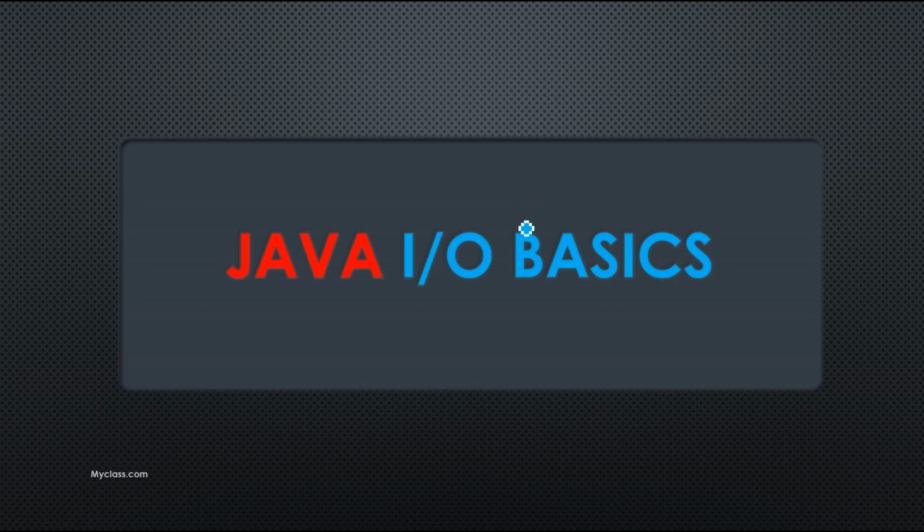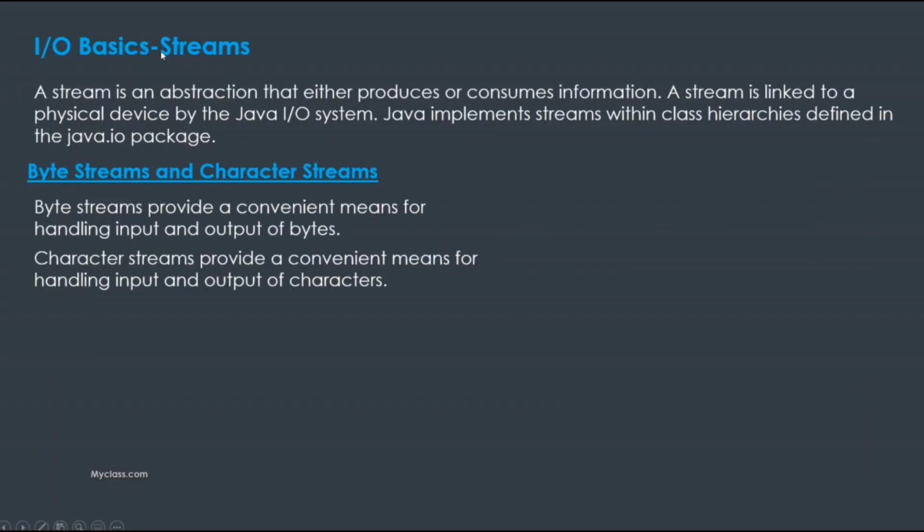Today our topic is Java IO Basics: how Java handles input and output to and from a program. Let's start. The main IO concept of Java is streams. A stream is an abstraction that either produces or consumes information. That is the meaning of stream.